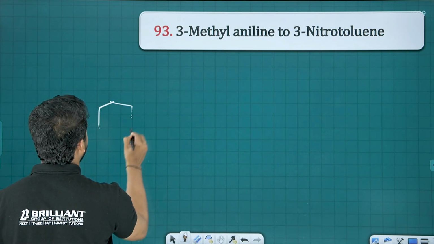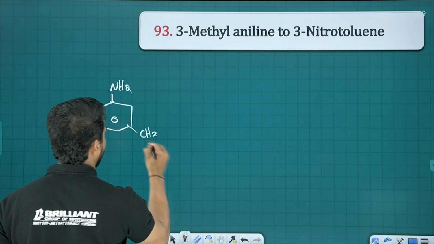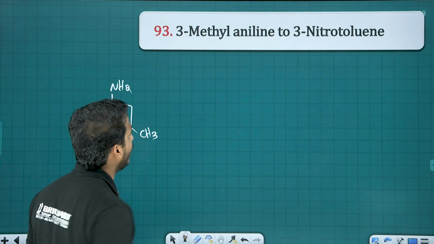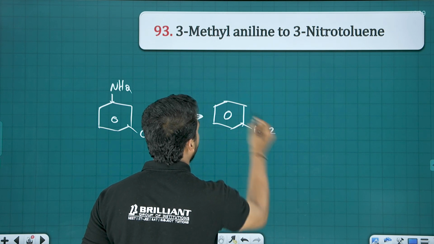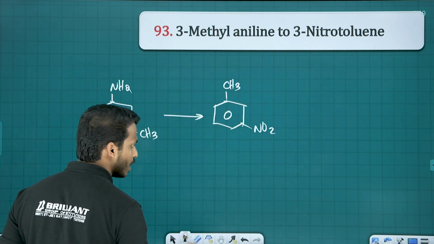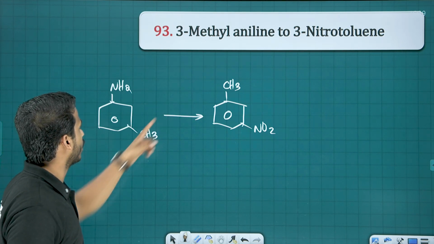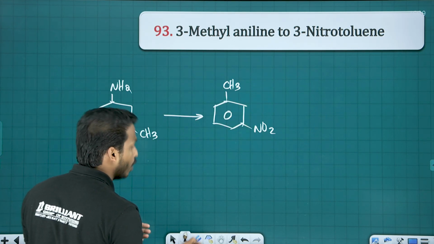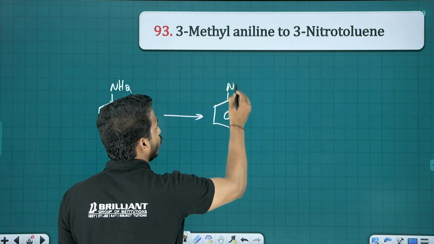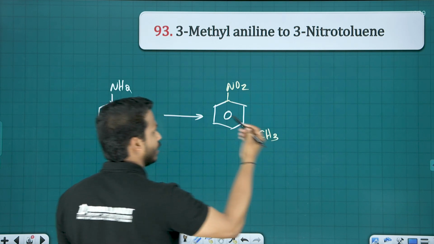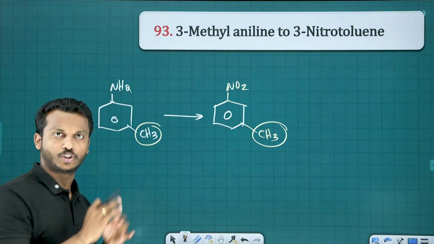Next one, 3-methylaniline to 3-nitrotoluene. What is 3-methylaniline? This is aniline and this is the methyl group. And 3-nitrotoluene, what is that? What is the overall conversion here? We can put CH3 here and NO2 here, or NO2 here and CH3 here, that will be the same compound. So overall there is no change in the position of CH3.